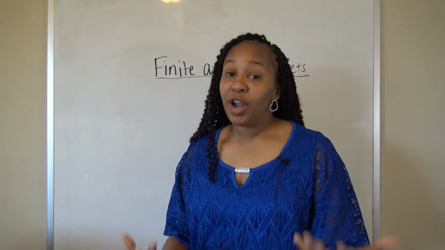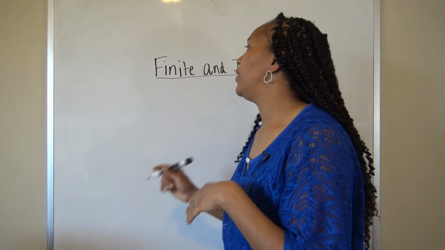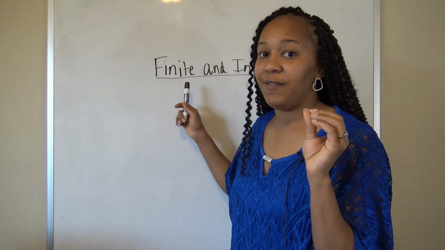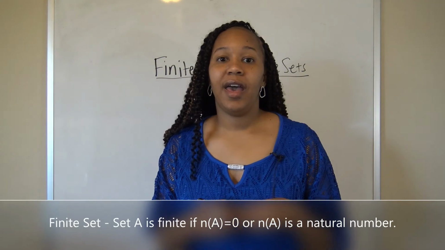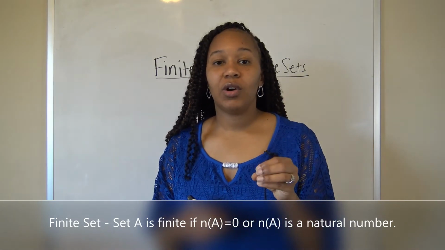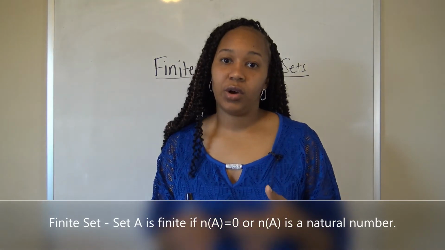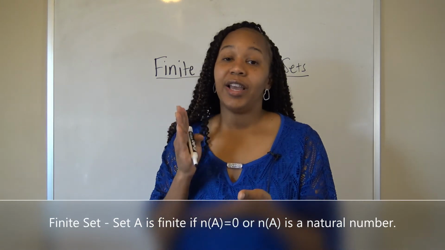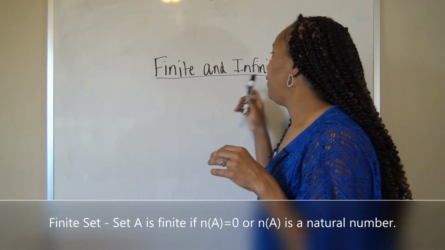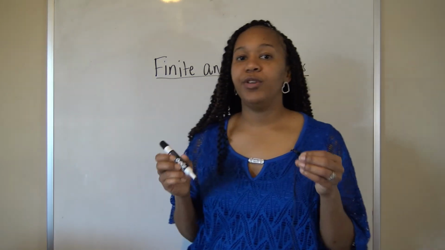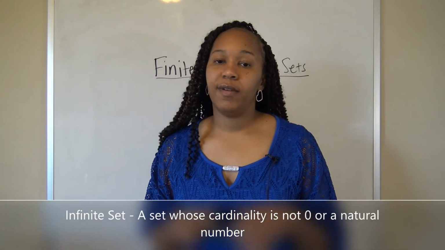Okay, I have some more terms for you. We're almost done, but the first term I want to talk about now is finite sets. A finite set is a set that has either 0 as its cardinality or an integer as its cardinality. That basically means you can actually count how many elements are in the set. Now, an infinite set is a set where you cannot count the number of elements in the set.